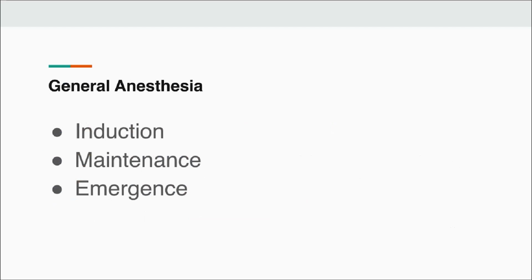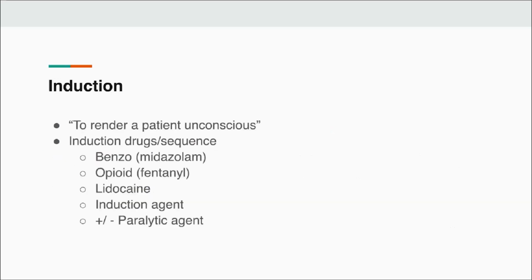Moving on to general anesthesia, we really have three phases of general anesthesia, and that's induction, maintenance, and emergence. When we talk about induction, we're really rendering the patient unconscious. That's really it. It doesn't mean that the patient's paralyzed, it just means that they're unconscious.